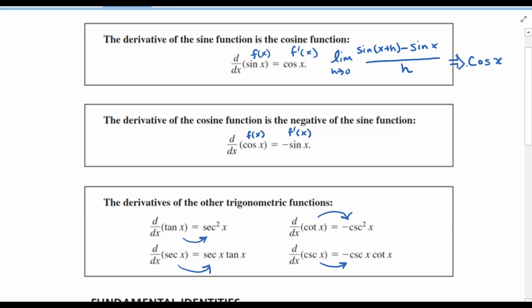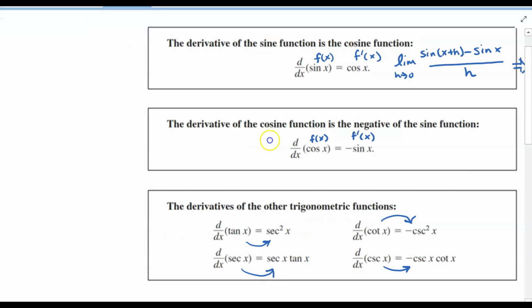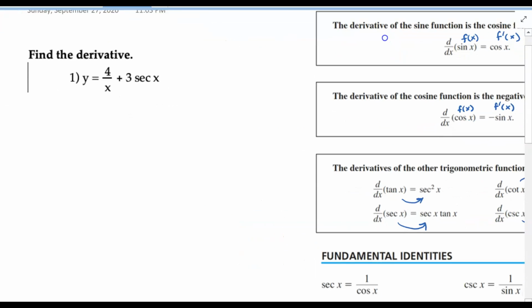The idea here is that you just take these rules, accept them for what they are, and use them where you need them. If you need to prove them, you're going to need to brush up on your pre-calculus or trigonometric identity skills. Otherwise, just take them, use them, apply them. All right, so let's go ahead and take a look at an example here.